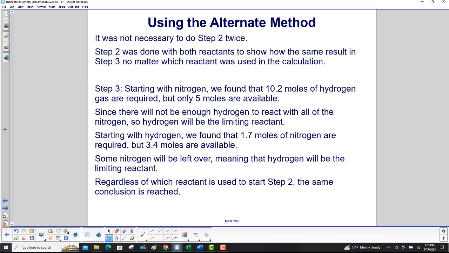So step 3. Starting with nitrogen, we found that 10.2 moles of hydrogen gas are required, but only 5 moles are available. Since there will not be enough hydrogen to react with all of the nitrogen, hydrogen will be the limiting reactant. What if we started with hydrogen? We found that 1.7 moles of nitrogen are required, but 3.4 moles are available. Some nitrogen will be left over, meaning that once again, hydrogen will be the limiting reactant. Regardless of which reactant is used to start step 2, the same conclusion is reached.